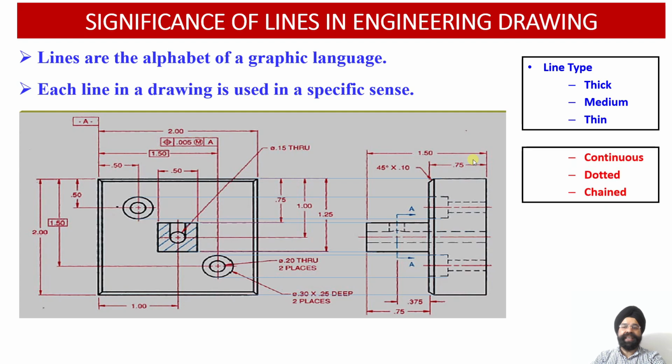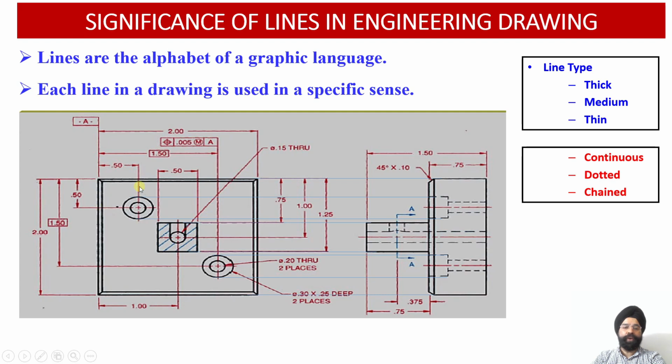Then the second categorization is that there are certain lines which are continuous in nature. You can see object lines are continuous, construction lines are also continuous. Whereas there are certain dotted lines, the hidden lines, which are drawn dotted in nature. Then there are chain lines. Chain lines represent the center of symmetry. They represent your axis or the center line. They will be drawn big, small, big, small, big, small, so they are called chain lines.